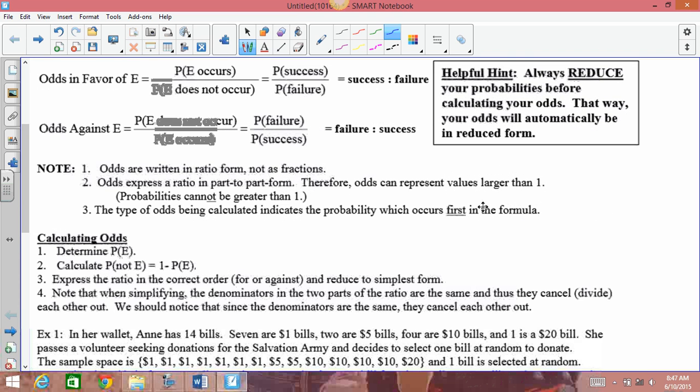A couple of things to note: odds are always written in ratio form, not as fractions. They are part to part. So that means that your odds can be larger than 1. They don't have to be, but they can be. Like we saw in the previous section, probabilities couldn't be greater than 1, but odds can. The type of odds being calculated tells you what comes first. If it's the odds in favor, then the event happening comes first. If it's odds against, then the event not happening comes first.